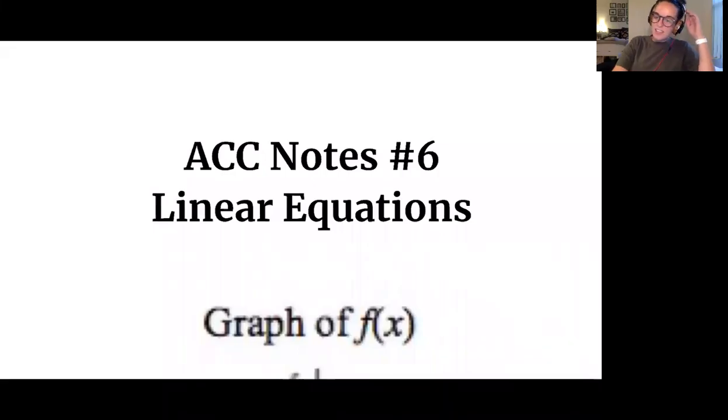Hi, Accelerated. Today we are working on linear equations. We're going to see three separate ways to write the same type of equation.